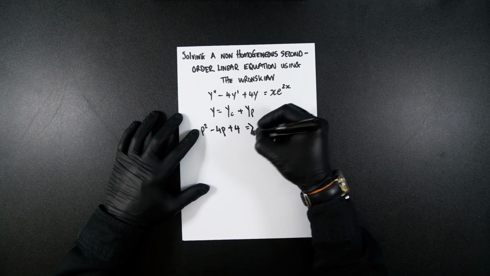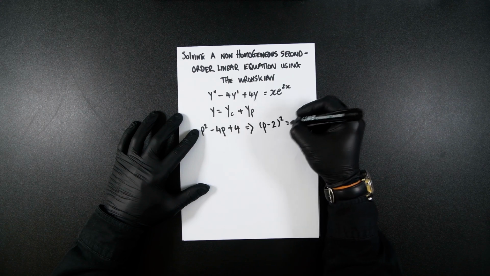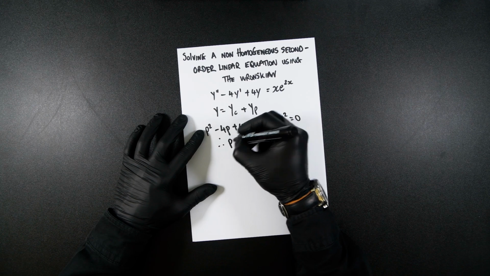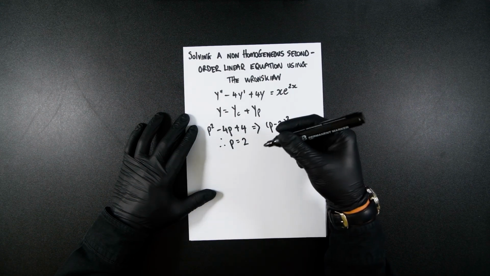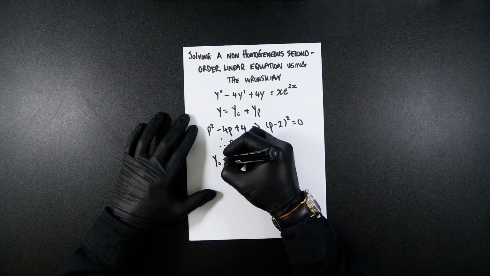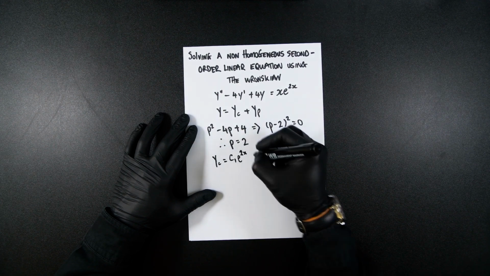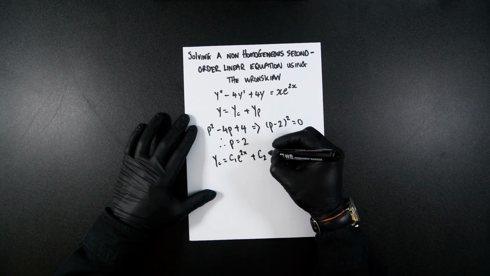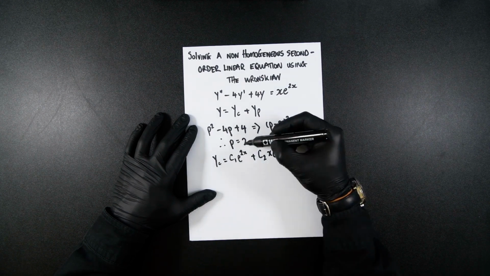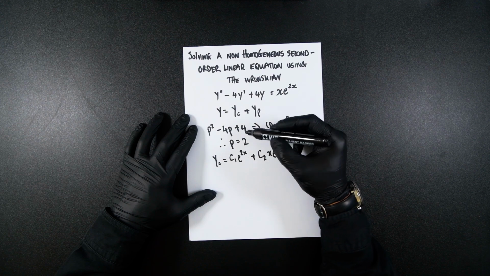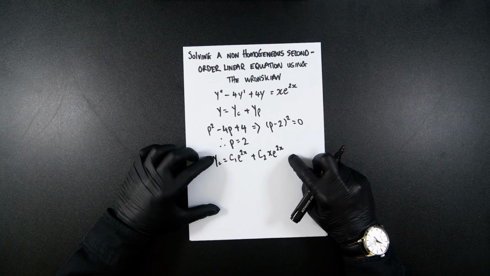And then this would be factorized into p minus 2 all squared, which equals 0. So therefore, p would equal 2. The solution for the homogeneous equation for yc is yc equals c1 e to the 2x plus c2 x e to the 2x. So this is a general formula, and we're going to put in the values that we get. So if, let's say, that's 2 and 1, you would then put 2 and 1 in here. So we've now got yc.